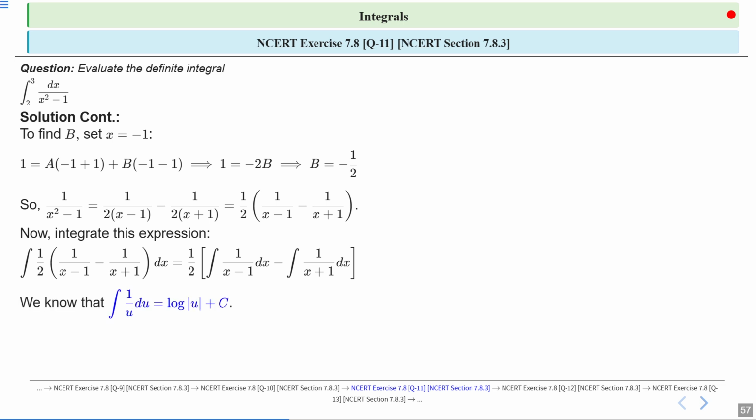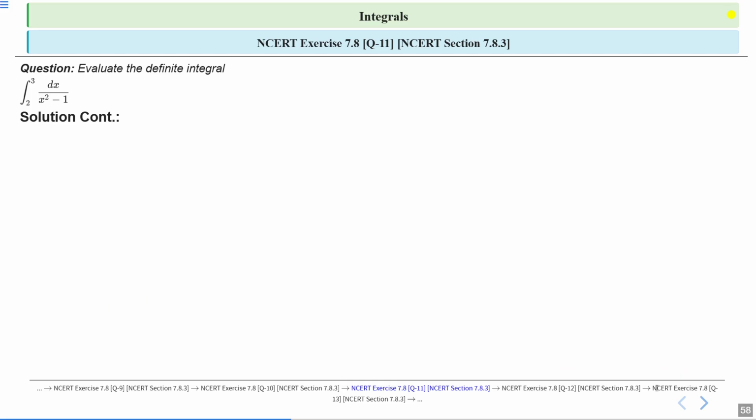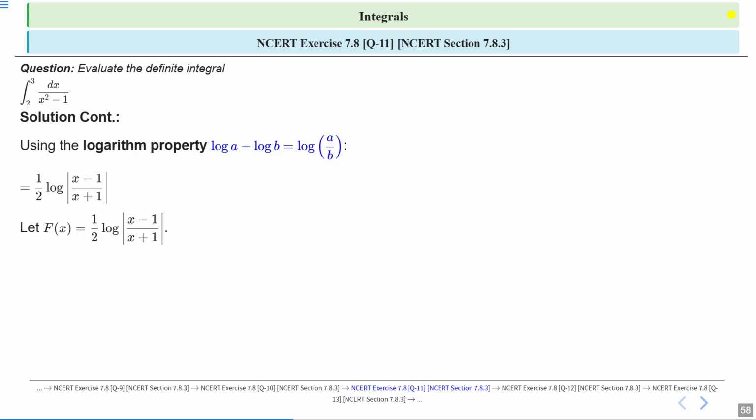We get, by using the standard integral formula, integral of 1 by u du, that is log u plus c. So integration of 1 by x minus 1 is log mod x minus 1, and integration of 1 by x plus 1 is log mod x plus 1. Now using the logarithmic property, that is log a minus log b is equal to log a by b, the solution becomes 1 by 2 log mod x minus 1 by x plus 1. So the value of the antiderivative is 1 by 2 log mod x minus 1 by x plus 1.